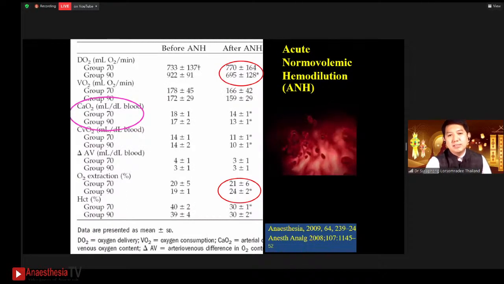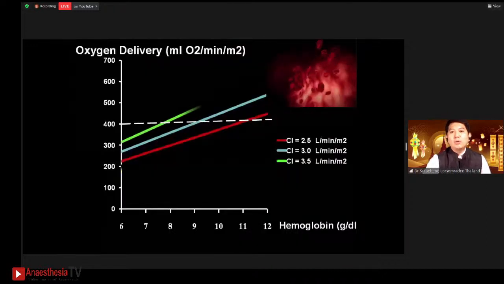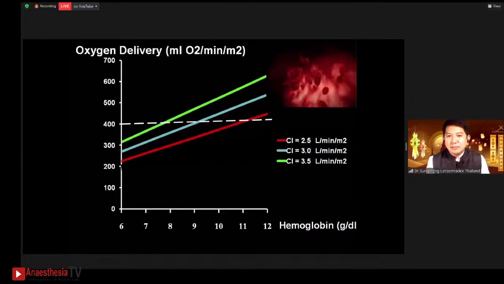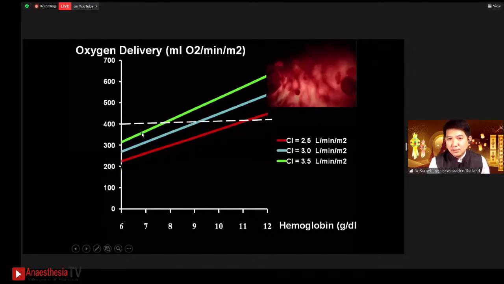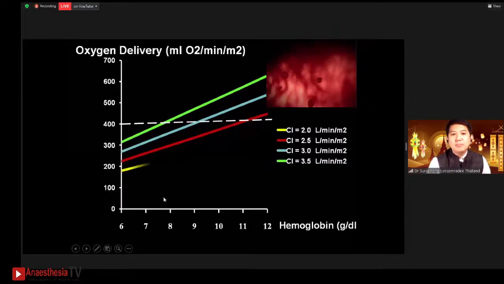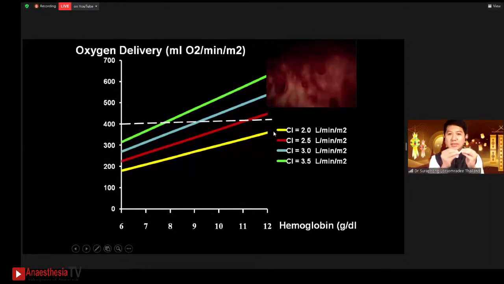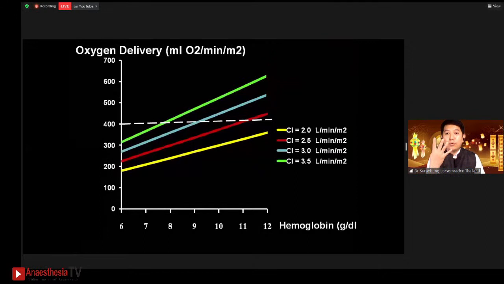To summarize, when we have very low contractility, we have to maintain hemoglobin high. Like this one, the green one, when we have very good contractility, we can maintain hemoglobin low. But if we have very poor contractility, we have to maintain hemoglobin high. This is just two things connected, but actually we have 4 things connected.